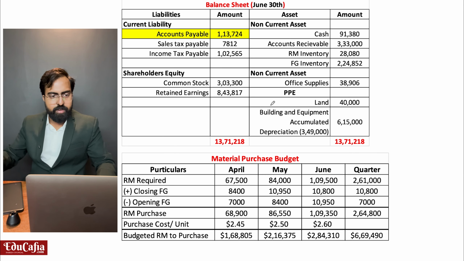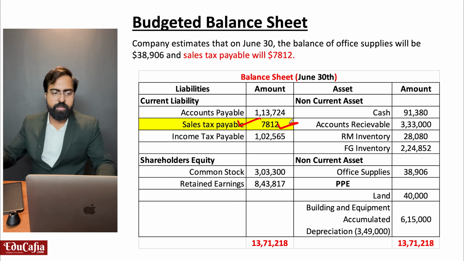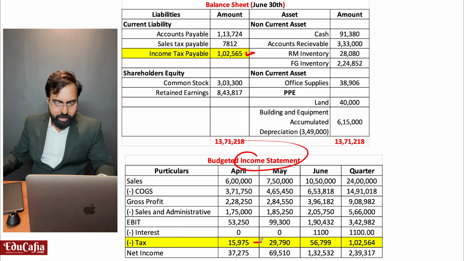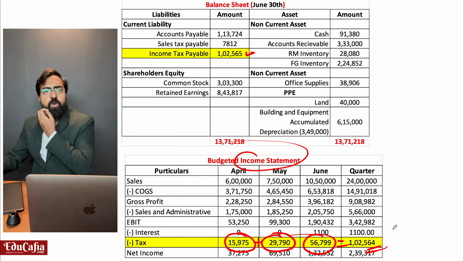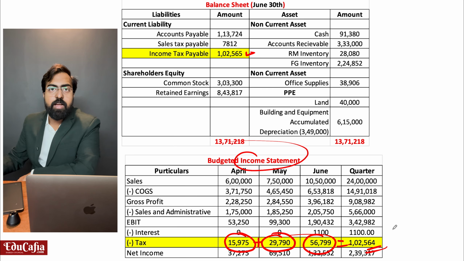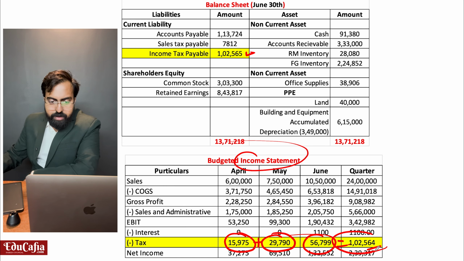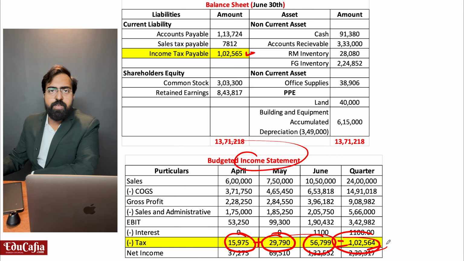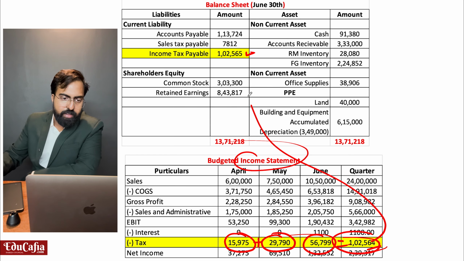You got it? Next, sales tax payable we already discussed. Then income tax payable. How did we get it? We can get it from our income statement. In the income statement we have the tax for April, May and June, so the total is 1,02,564. We are not going to pay this this month; we will pay it after one year, since tax is paid yearly. So this is there in tax payable.